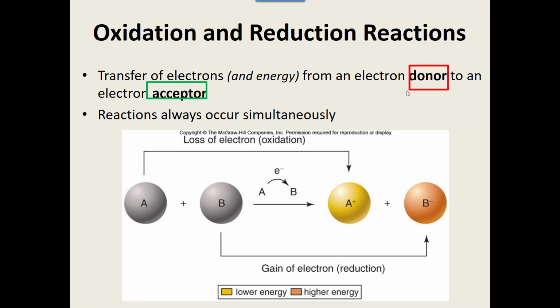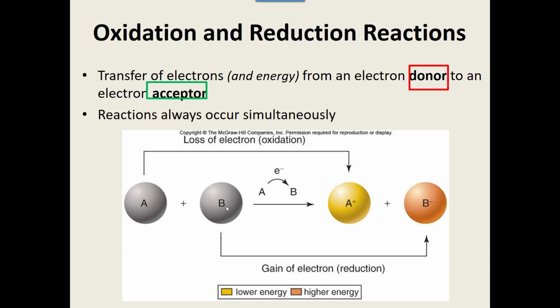Now, reactions always occur simultaneously. If something loses an electron, something will gain an electron. Here's my little reaction. We are mixing A and B together, and they will become my products of A and B. Yes, they're the same name. However, what happened is that one of these molecules, A, will lose an electron. During this reaction, A loses an electron. Now, that electron has energy, and it will actually transfer over to B. So B gains the electron. A lost the electron, it was the donor. B gained the electron, it was the acceptor.